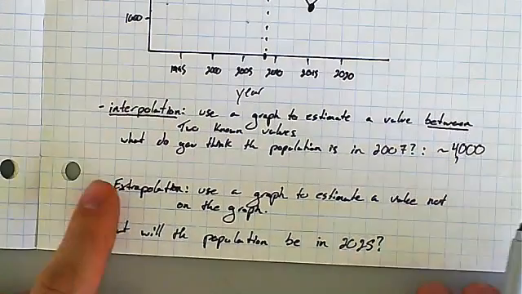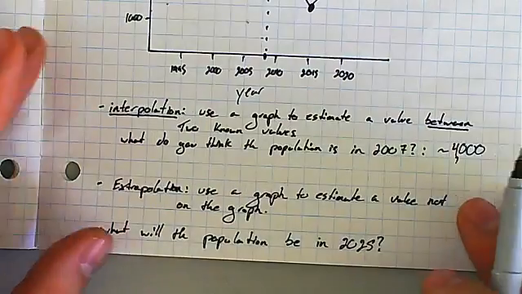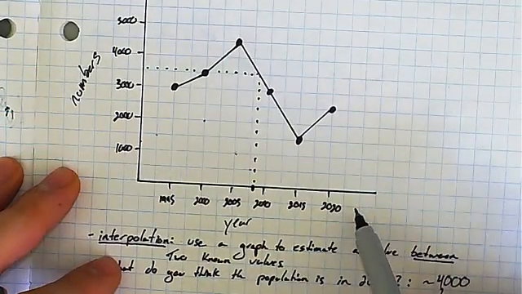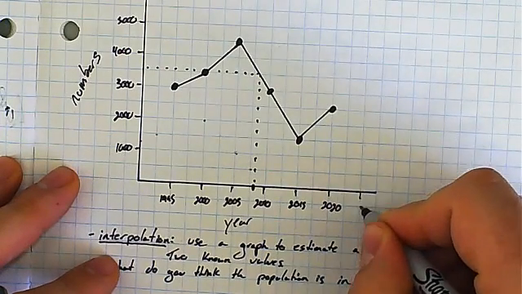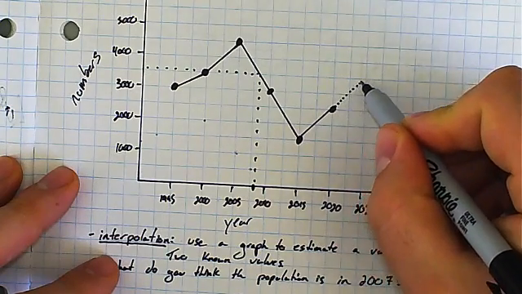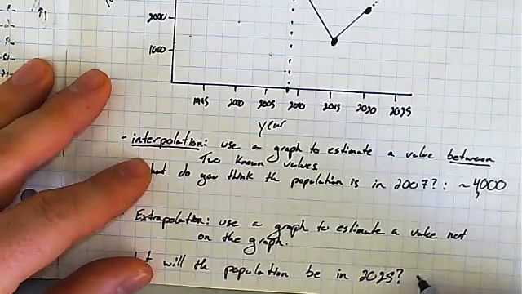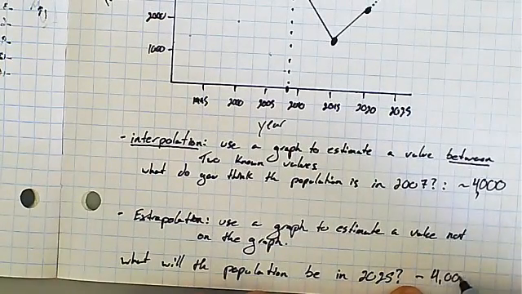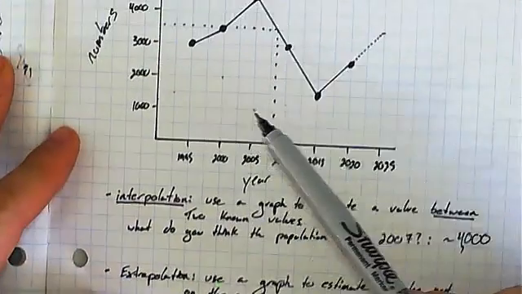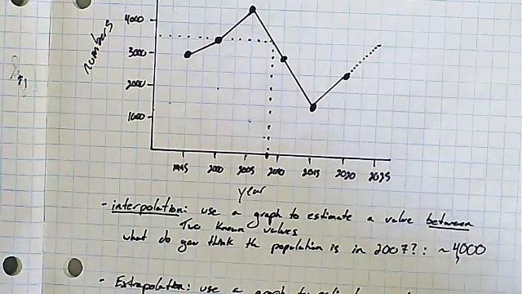That is different than extrapolating data. Extrapolation is when you use a graph, but you're estimating a value that is not on the graph. So if we were to continue on and look at our trends, even though we don't have 2025 on our graph, it would be safe to assume that if it followed the same trend, it would probably again be in that 4,000 range. So what we're doing is looking at the current data you have and extrapolating, seeing where it should go.